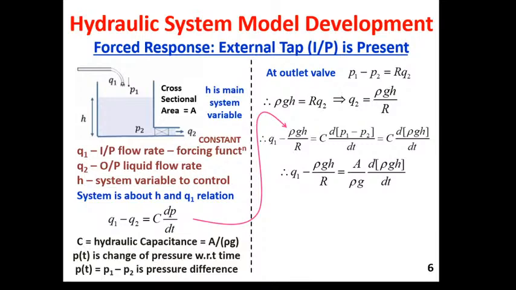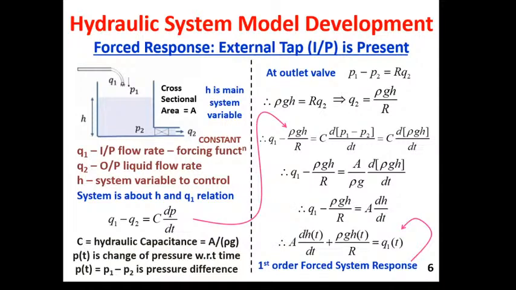Inside d/dt we find that rho G is a constant term, so that rho G can be taken outside. So C is substituted with A by rho G, and P1 minus P2 is substituted by rho GH, and the equation becomes more correct and easily understandable. We can see the input parameter in the bottom right equation, which is the first order forced system response. And what is the equation?